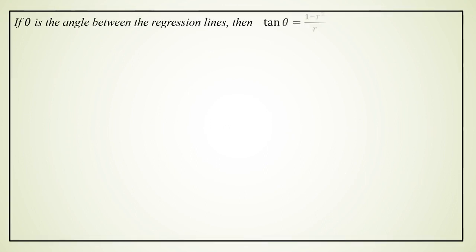Next, the derivation. If theta is the angle between the regression lines, then we will prove that tan theta is equal to (1 minus r square) divided by r into (sigma x sigma y) divided by (sigma x square plus sigma y square). Just make a note of it, where r indicates the coefficient of correlation and sigma x and sigma y correspond to the standard deviations of x and y.